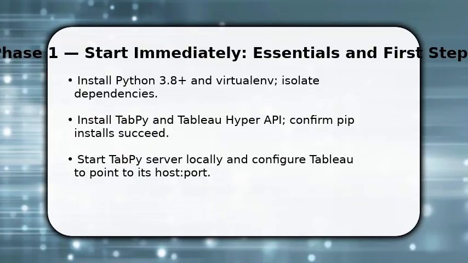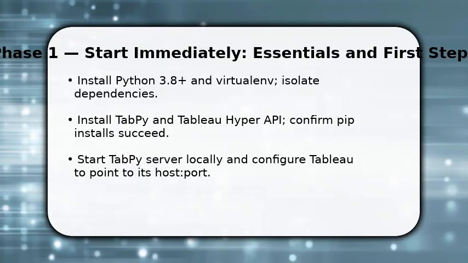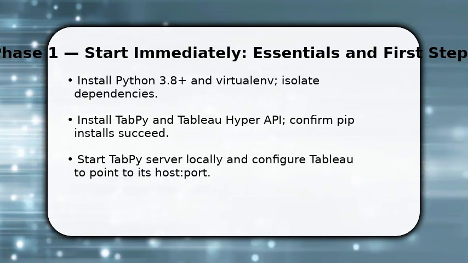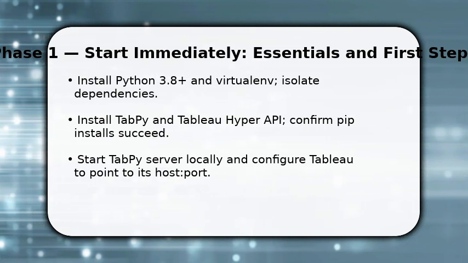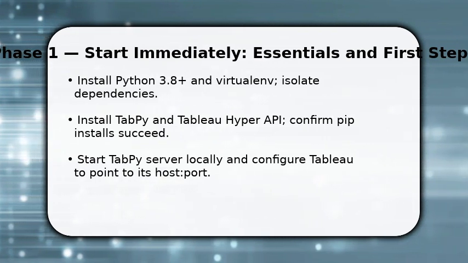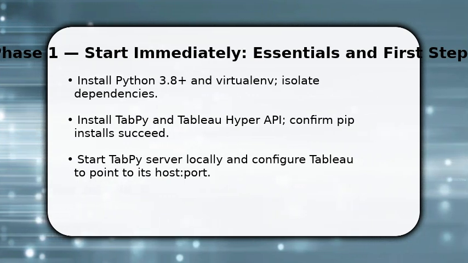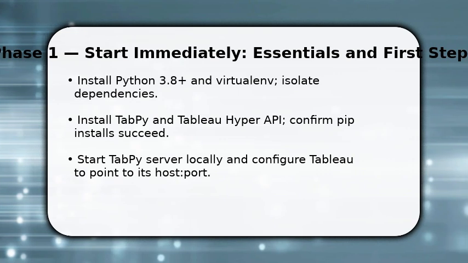You'll begin by preparing an isolated Python environment. This prevents package conflicts. Once done, pip install tabpy and the Hyper API so Tableau can call Python and write extracts. Next, start the tabpy server on a stable port and open that port in local firewall rules.